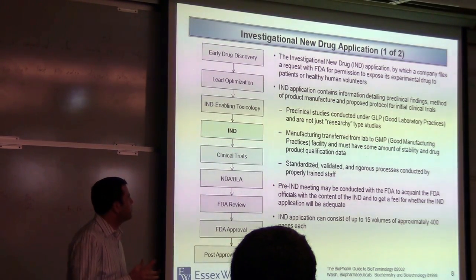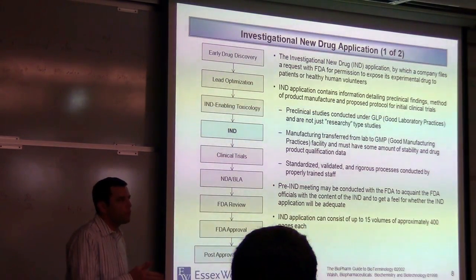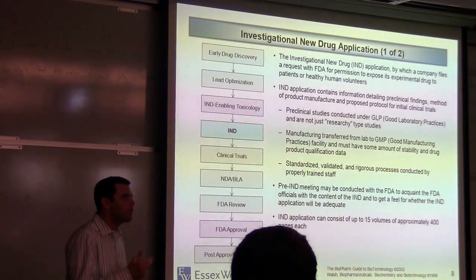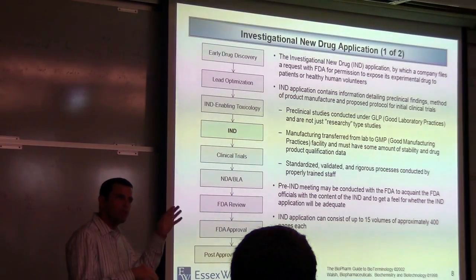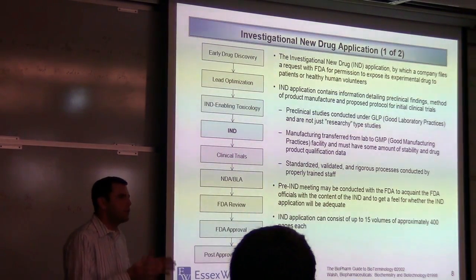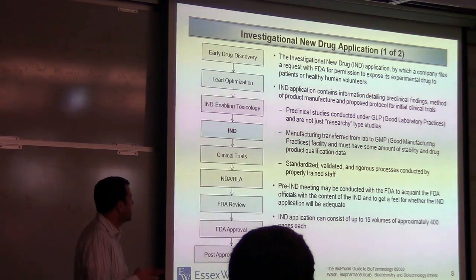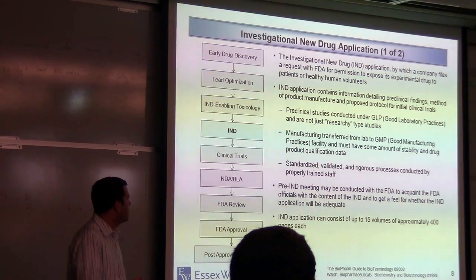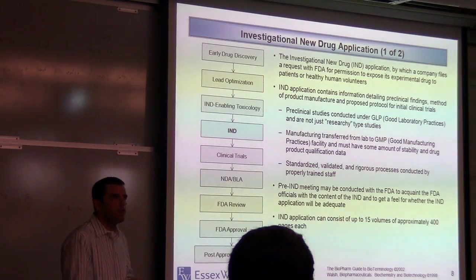It's important to note that these preclinical studies are done under what we refer to as GLP, good laboratory practices. So these are not just kind of researchy type studies. Some of that stuff you'll do in the beginning where you're trying to select compounds, but the package and the data that's going to go before the FDA has to be done under GLP. Also, your manufacturing has to be done under GMP, which is good manufacturing practices.